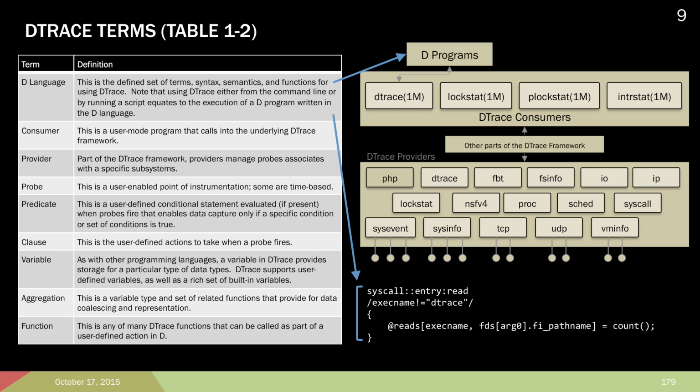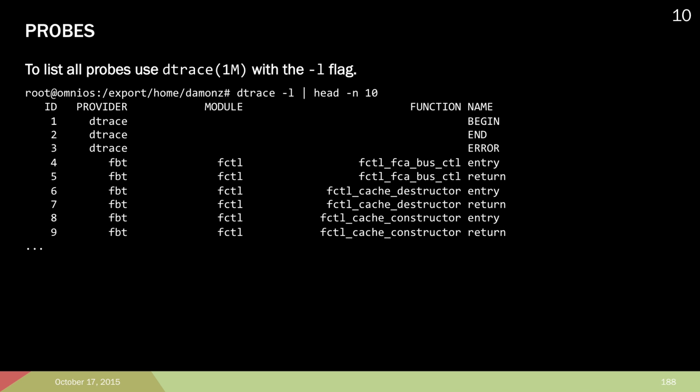To review and clarify some terms, scripts are written in D. Scripts are passed to a program called dtrace that is one of many consumers that use the DTrace framework. In Chapter 3, we'll look at these other consumers as well. Providers group related probes. Most probes instrument specific parts of the system. Predicates allow us to conditionally execute clauses. Clauses contain one or more user-defined actions. There are built-in variables like execname, and we can define our own variables, like @reads in this example. DTrace has special variables called aggregations, and there are many built-in functions.